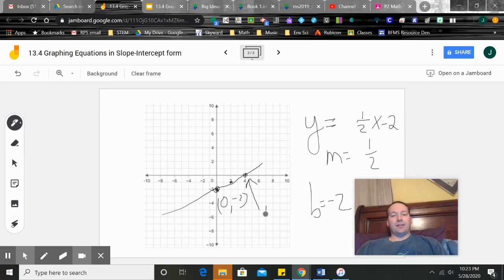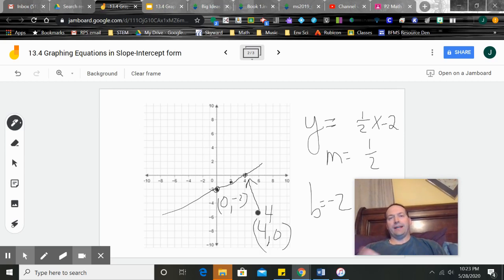Same thing for your x-intercept. You say your x-intercept is 4. We know it's really 4, 0. We know that. But sometimes we just say it because we understand one of the coordinates is going to be 0. So if it's the x-intercept, y has to be 0. If it's the y-intercept, x has to be 0.